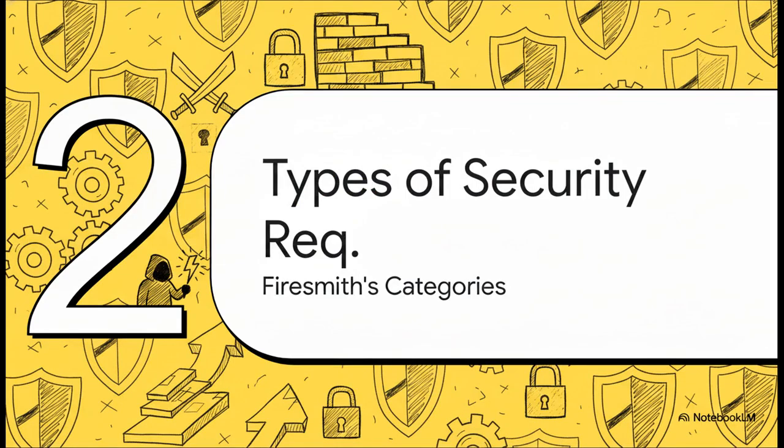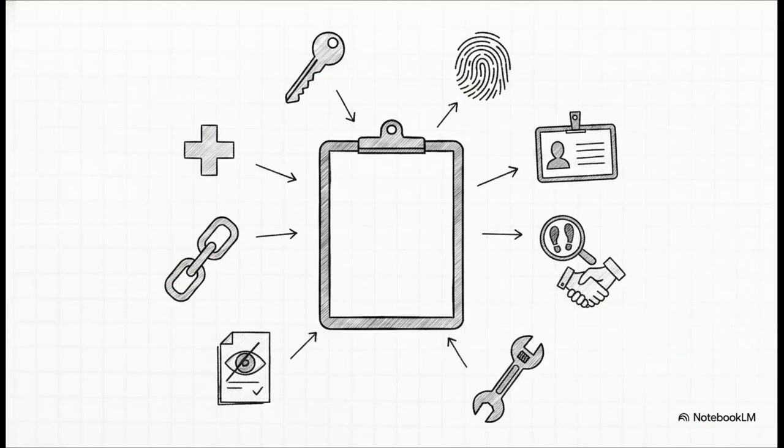Moving right along, let's look at the types of security requirements, specifically focusing on Firesmith's categories. So how do we systematically defend against these intelligent adversaries? Well, we have to classify the different types of threats to build proper defenses. Donald Firesmith identified 10 distinct types of security requirements that might go into a system specification. Let's methodically run through them. Number 1 is identification. Basically, does the system need to know who you are? Number 2 is authentication, which is how you prove who you are. Number 3 is authorization, detailing what you are actually allowed to do.